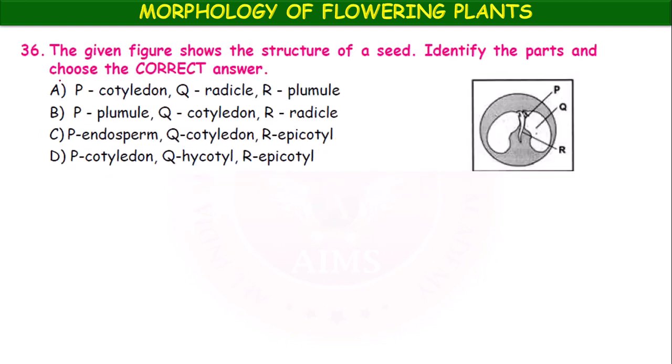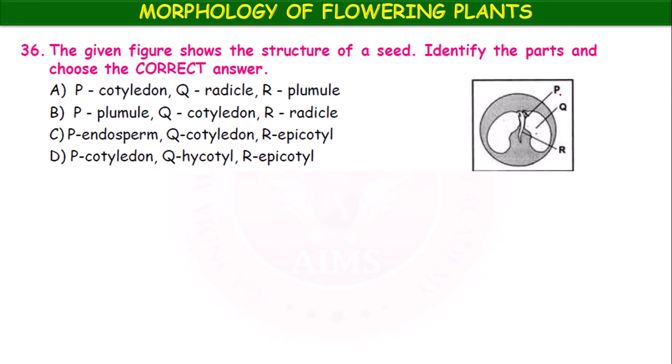Next question. The given figure shows the structure of a seed. Identify the parts and choose the correct answer. Here the image is given showing the parts P, Q, R. We have to recognize the parts. The parts plumule, radicle and cotyledon are given. Which are the correct labelings?